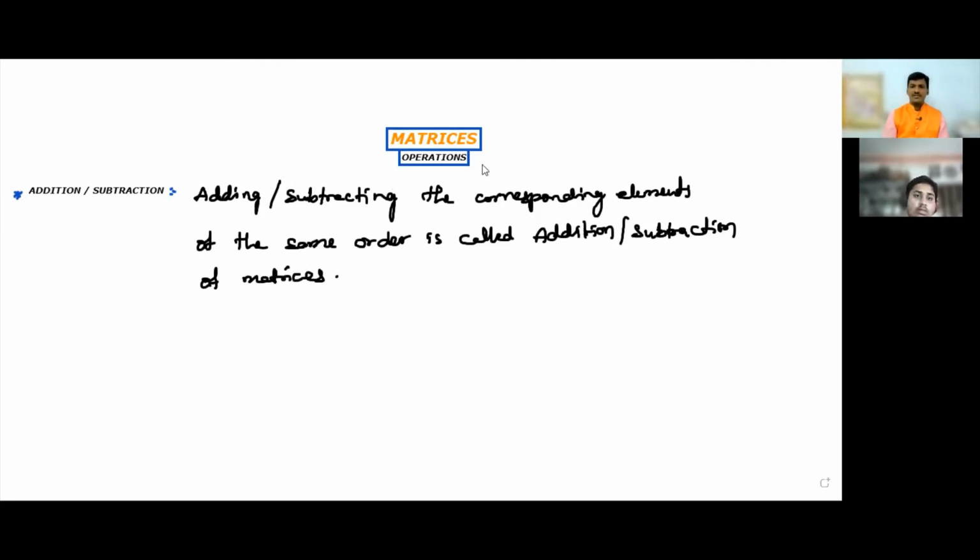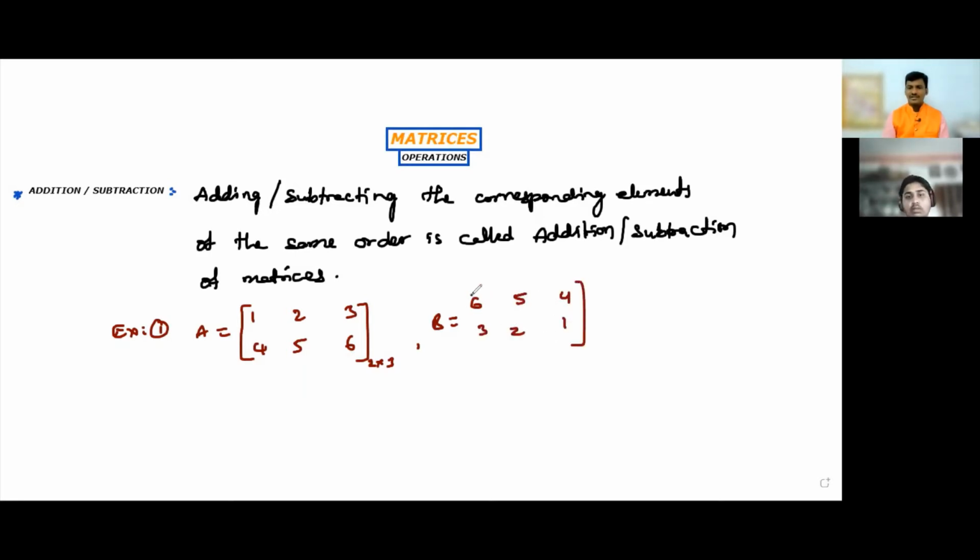If we take one example, I am taking the matrix A equals 1, 2, 3, 4, 5, 6. What is the order of this matrix? 2 rows and 3 columns, so it is 2 by 3. We have to add a matrix of the same order, so I took 6, 5, 4, 3, 2, 1. What is its order? 2 rows and 3 columns, so it is also 2 by 3.